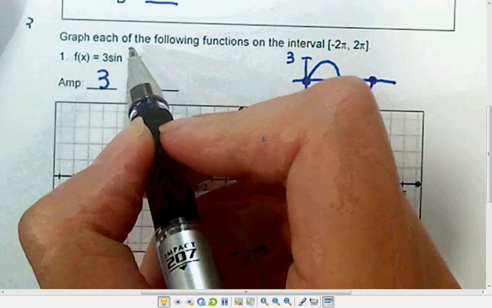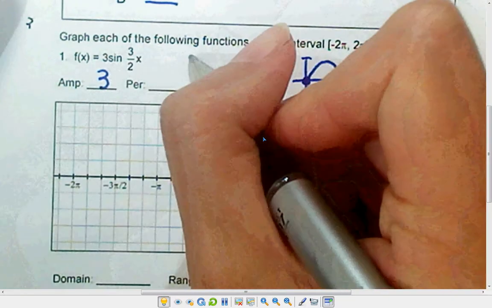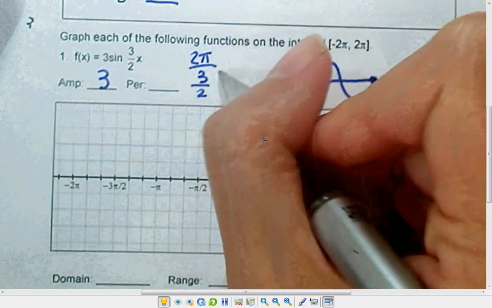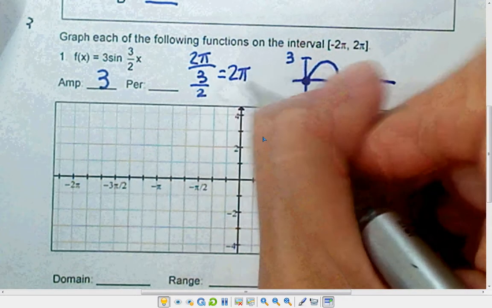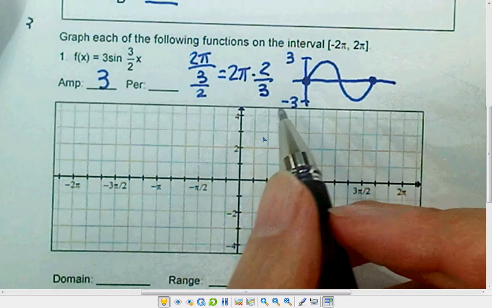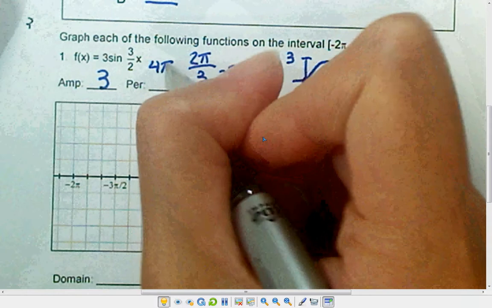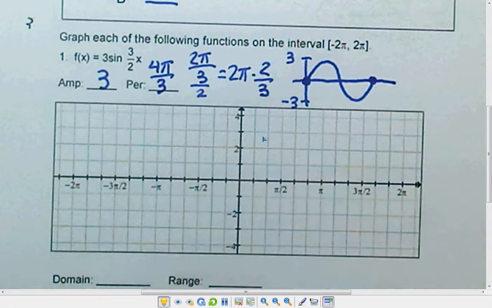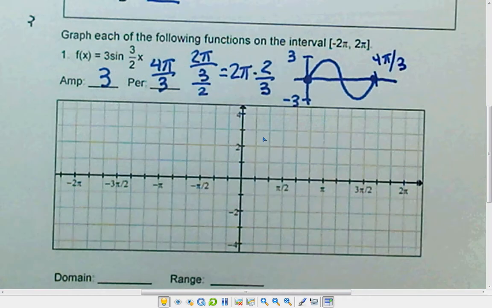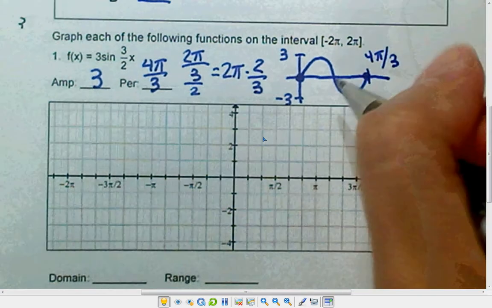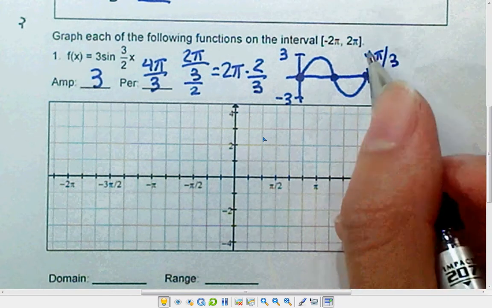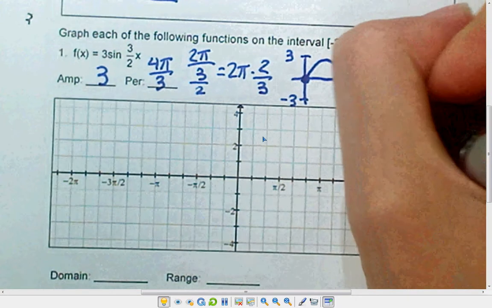And then to find your period, we're going to do 2 pi divided by 3 over 2, which we talked about last time. Whenever you divide by a fraction, it's the same thing as multiplying by its reciprocal. So 2 pi times 2 over 3 gives us 4 pi over 3. Because this is our period, this is where this graph actually ends. This is 4 pi divided by 3. And so the middle point, between here and here, if this is 4 pi over 3, half of 4 is going to be 2 pi over 3.